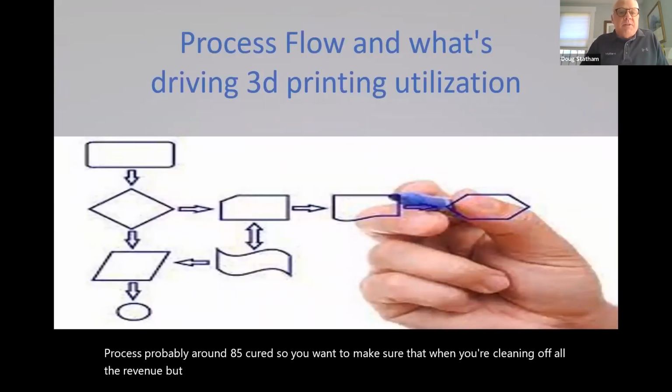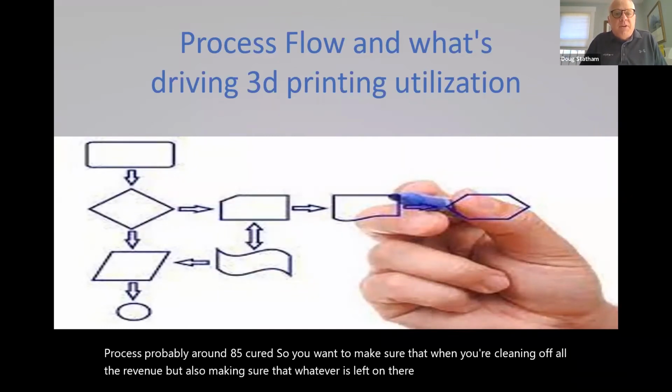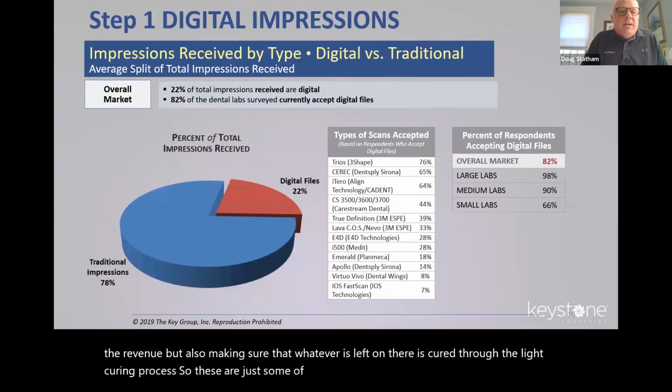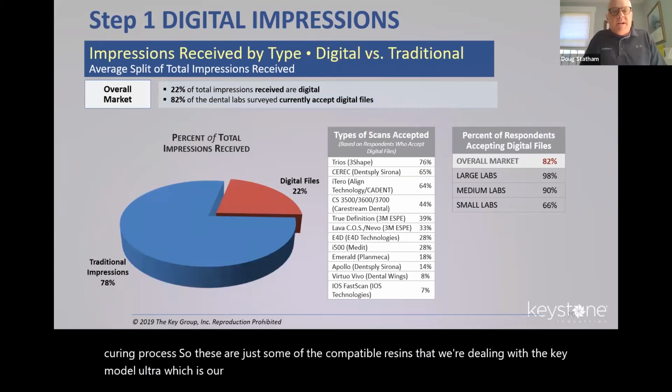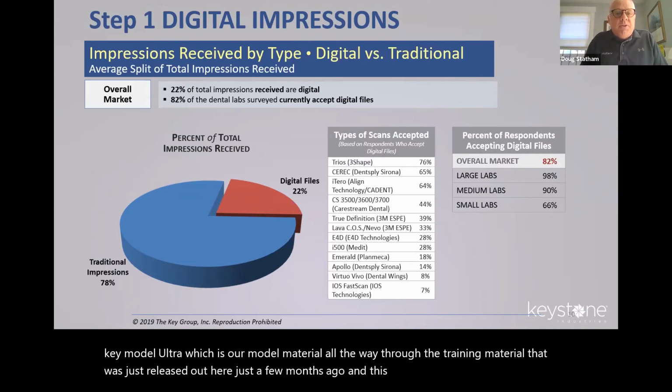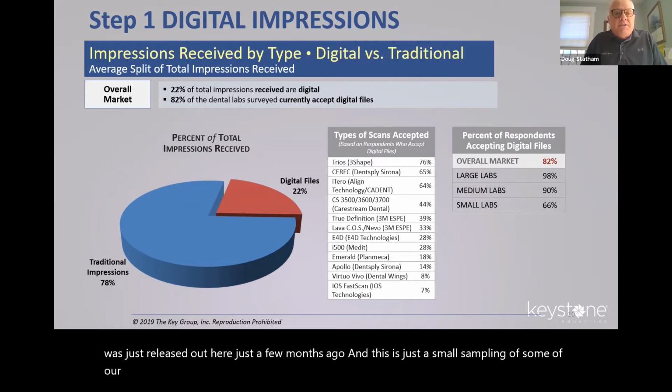So the next part of this, I'm just going to go through a little bit about the process flow and what's involved in 3D printing if you're not 3D printing. And I want to go through some of the statistics as to what's driving 3D printing. The first part of this is obviously the digital impression. And I've been involved with digital impressions going back to the early days of the K-Dent, which was actually a privately owned company down in New Jersey many years ago. It has since been purchased by Align, but that was really one of the first intraoral scanners that came to the market.